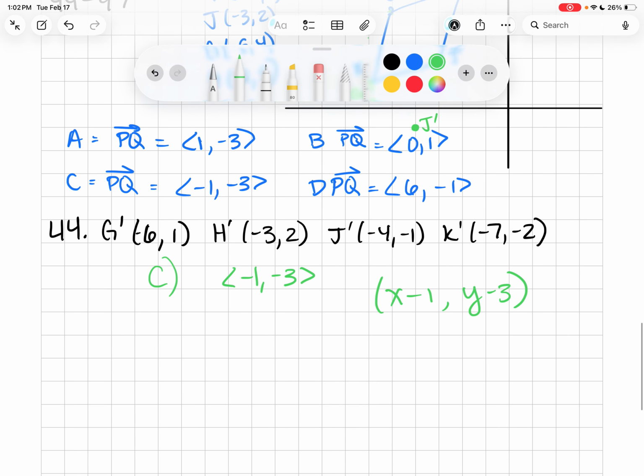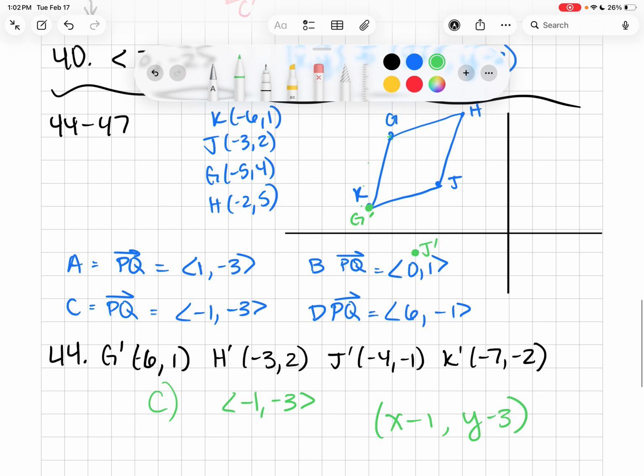So for the vectors, left and right is the first digit? Yeah, it's always going to be left and right first. Yeah, it's like x comma y. Any other questions?